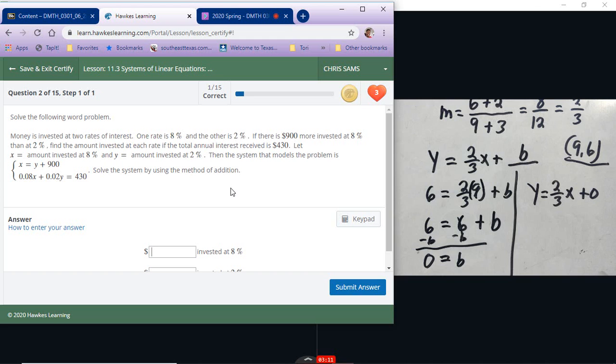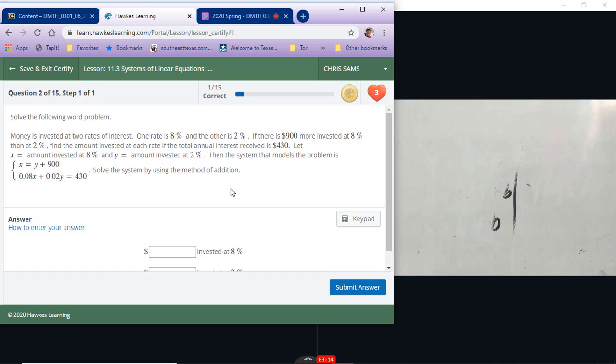Okay, so now number 2, we actually have a system of equations, and it's a word problem. Again, you're going to be doing some applications later. So it is important to read them and understand where the equations come from. But it says money is invested at 2 rates of interest. One rate is 8%, the other is 2%. If 9,000 more is invested at 8% than 2%, find the amount invested at each rate. If the total annual interest is 430.